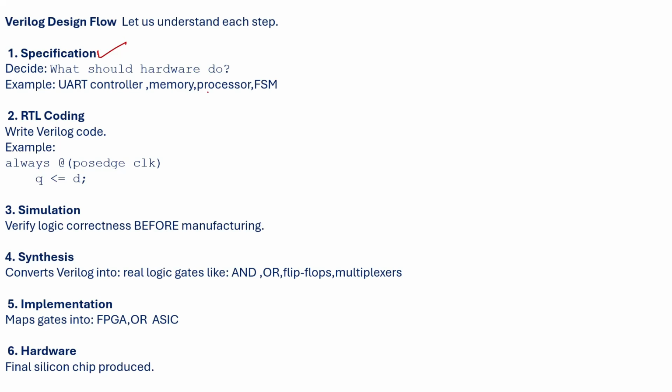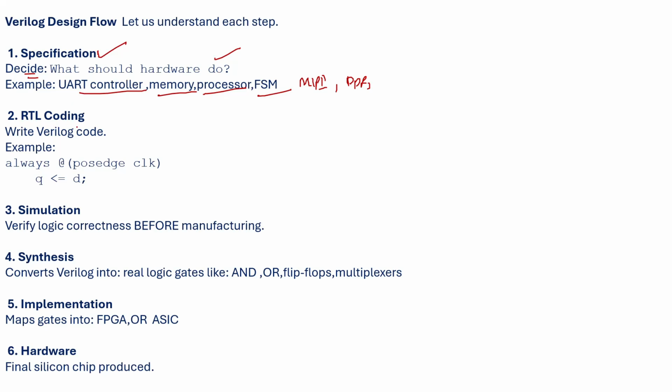Like a processor you want to implement, or a finite state machine, or memory, or a UART controller, or MIPI, or some DDR. The specification decides what the hardware should do, what type of hardware you are designing. That will tell you.